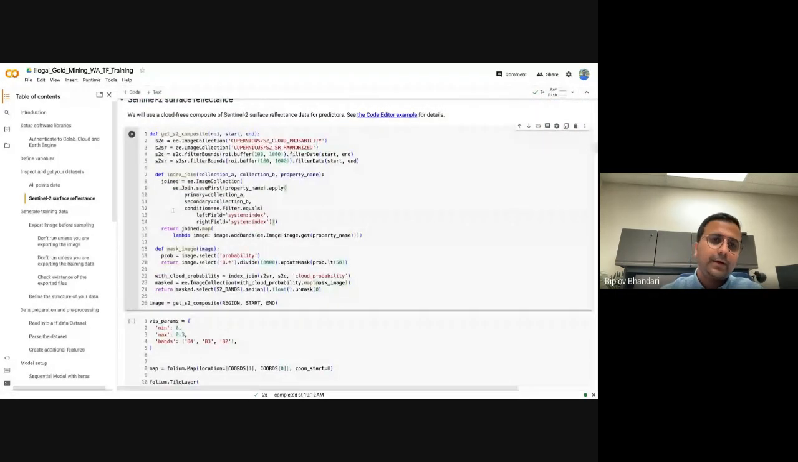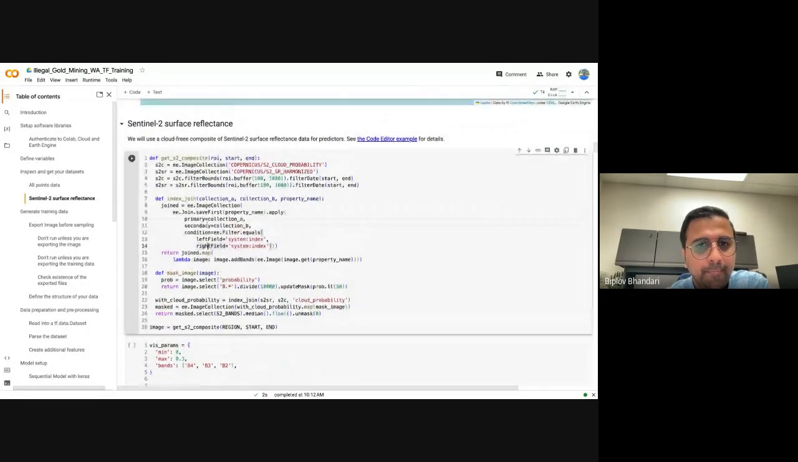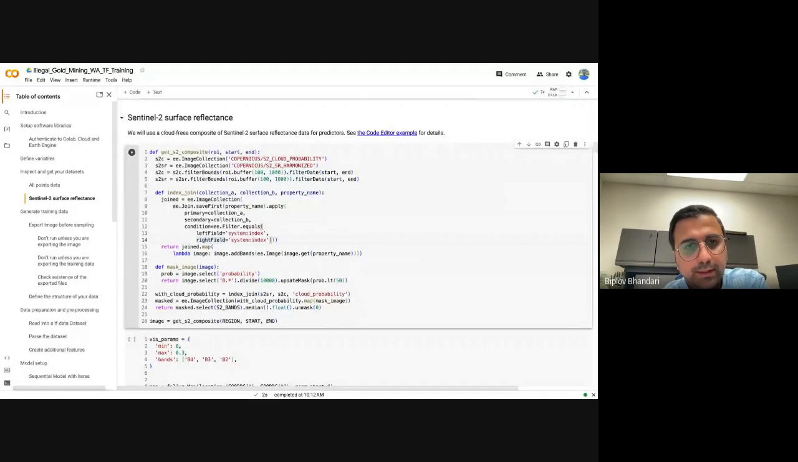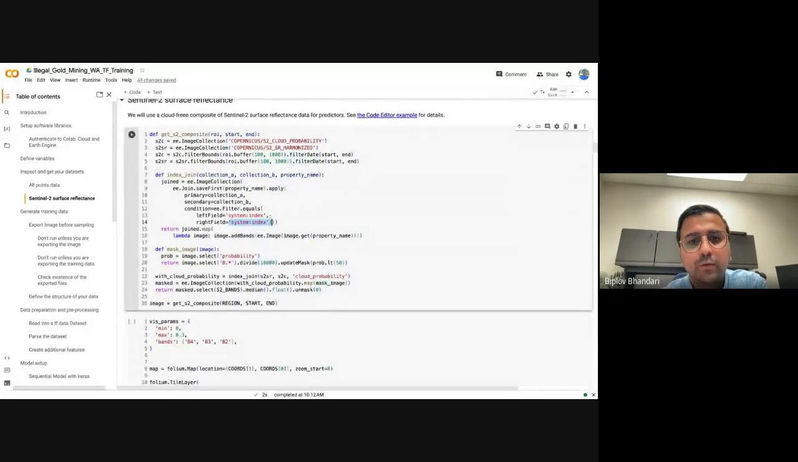So next we'll prepare our Sentinel-2 dataset. For the Sentinel-2 dataset, there's also a cloud probability, which is a separate image collection provided. And then there is a harmonized dataset. So we're combining those two datasets based on the index and merging them together. That way, each of these scenes will have the cloud probability value associated with it.